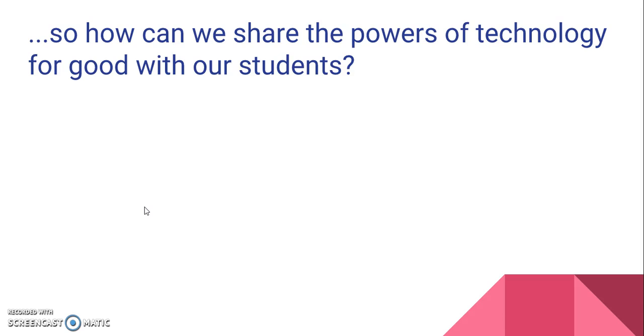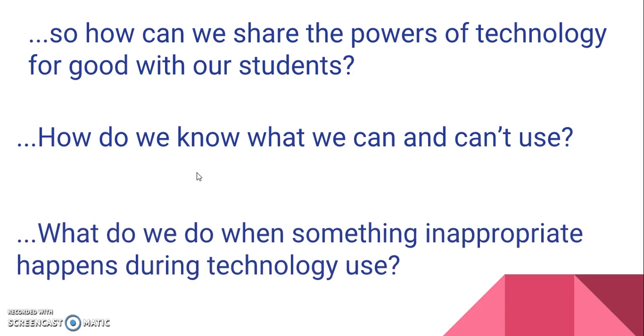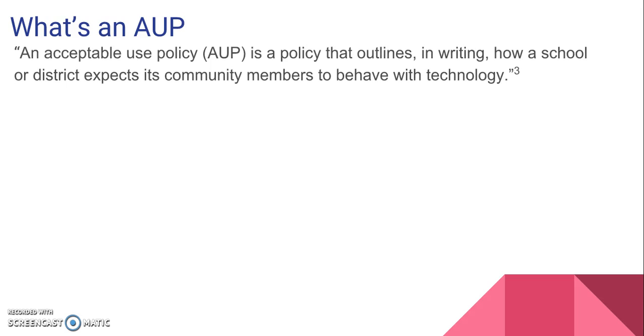So how can we share the powers of all of this technology for good with our students? We see them all the time on their cell phones, using social media, taking pictures, sending text messages. We know that that's not allowed, but how do we know what we can and can't use? What do we do when something inappropriate happens during technology use? An AUP is the answer.